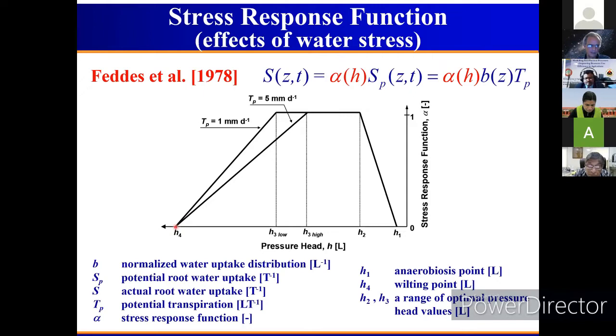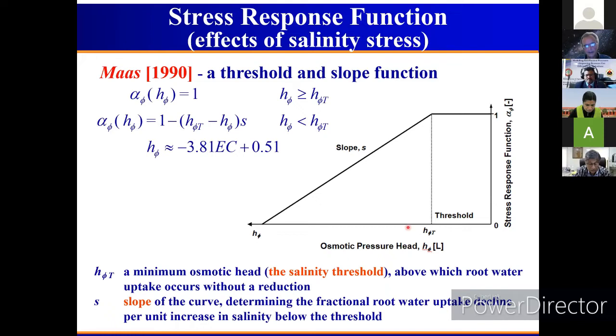On the other hand, he defined something called the anaerobiosis point. That was close to saturation, when the root water uptake would stop because of waterlogging, because of the lack of oxygen. We can also account for the salinity stress. For that, we use the Maas threshold and slope function, where we define the threshold above which the plant is not stressed because of the osmotic head. Then there is a slope where the uptake decreases towards this point, which is, again, the wilting point. And if the salinity is as high as this point, then again, the plant will die.